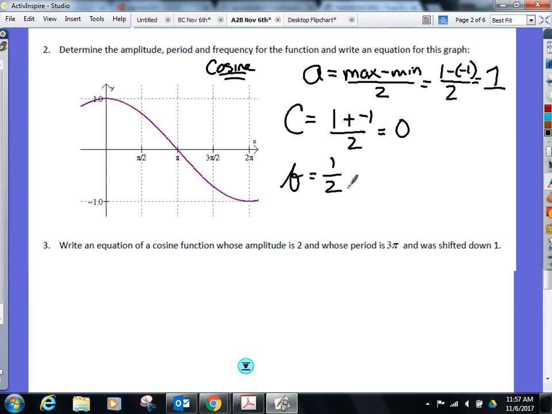Put it all together for me. Here we go. Catherine, put it all together for me. Y equals.